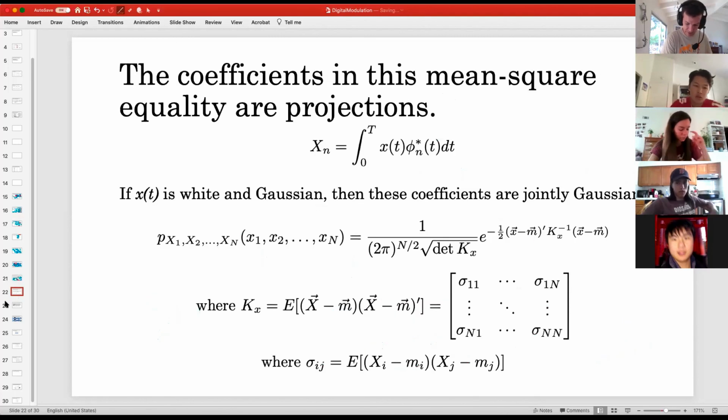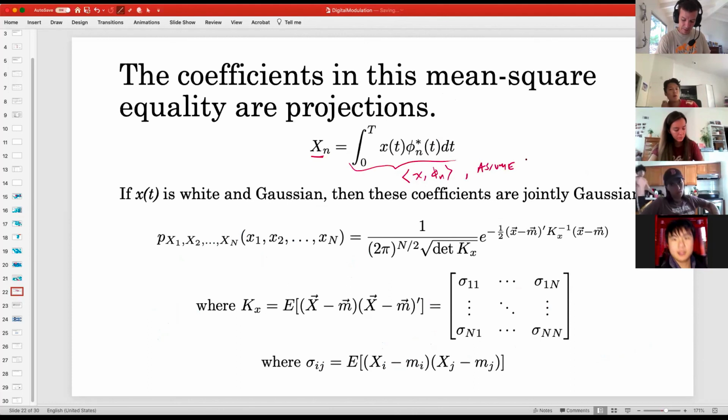Let's see what's next. There we go. To compute these coefficients, we are going to project. Right, so this is the inner product of x with phi sub n, assuming all of the phis are unit magnitude or unit norm. Okay. So here we're taking an integral of a random function times a deterministic function. So this is another argument as to why these are going to have to be random variables.